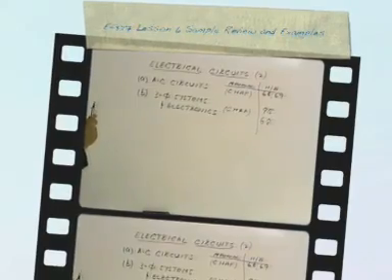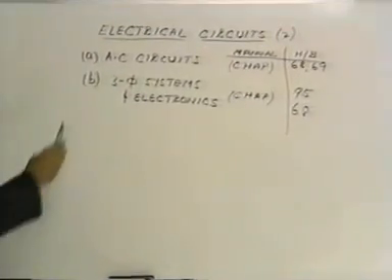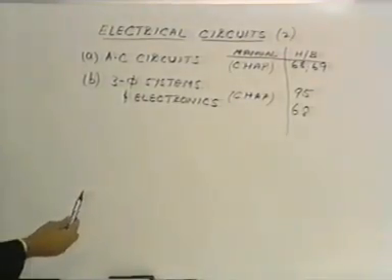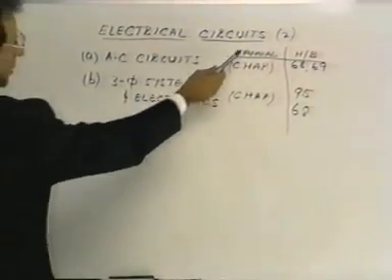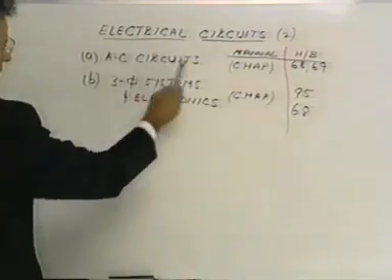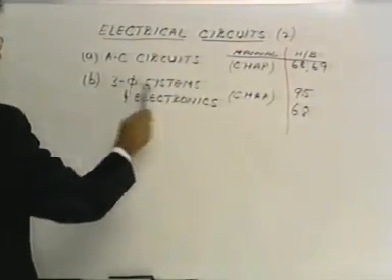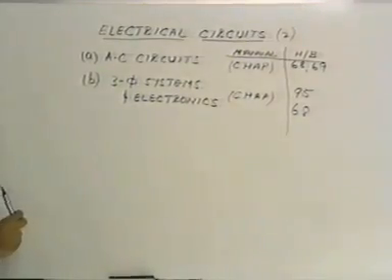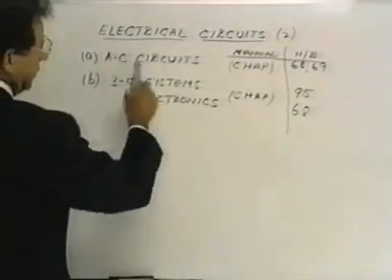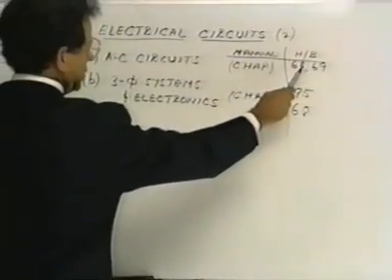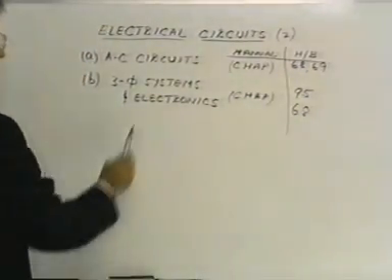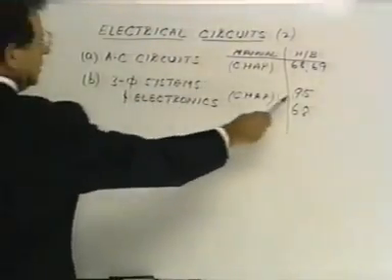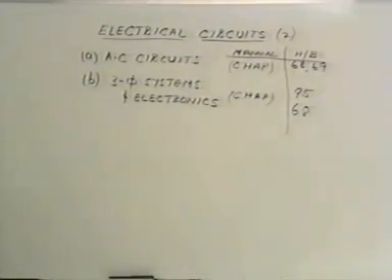In the subject of electrical circuits 2, which is broken out into AC circuits and three-phase systems in electronics, you'll find in the manual a chapter by the name of AC circuits and a chapter called three-phase systems in electronics. In the NCEES handbook, you'll find the AC circuits on pages 68 and 69. The electronics is on page 68, and the three-phase systems is on page 95.